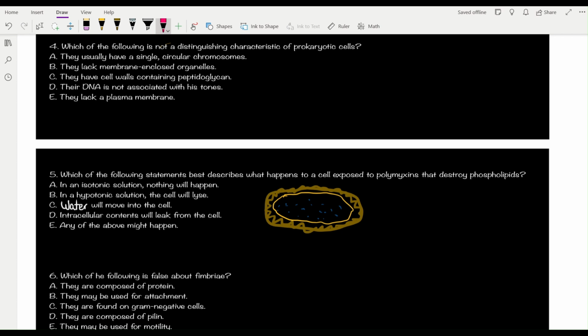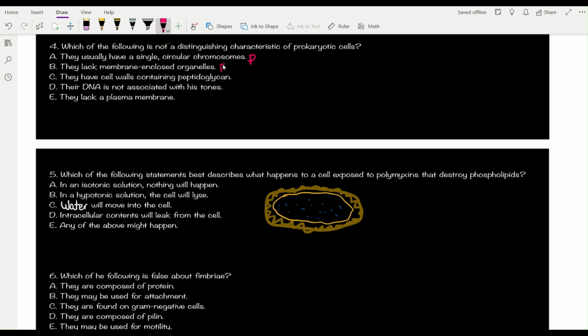Question number 4. Which of the following is not a distinguishing characteristic of prokaryotic cells? In order to answer these type of questions, you need to find out what are the distinguishing characteristics of a prokaryotic cell. So we're going to go down the line. A, they usually have a single circular chromosome. That is true. So we're going to put a P right by it. B, they lack membrane enclosed organelles.